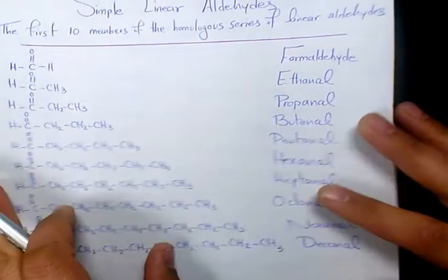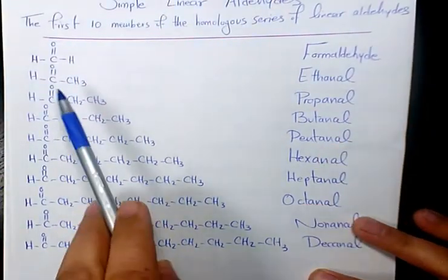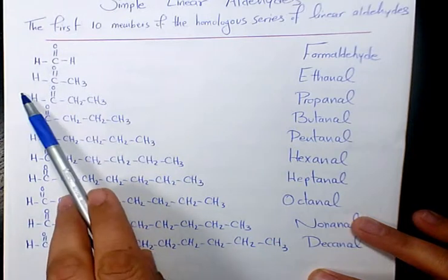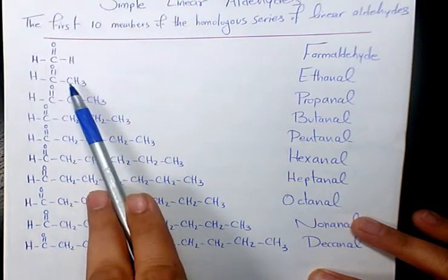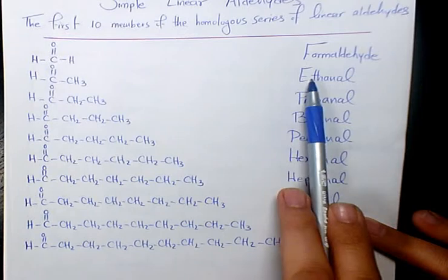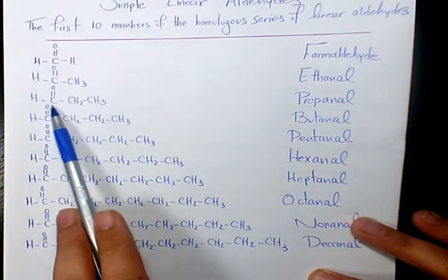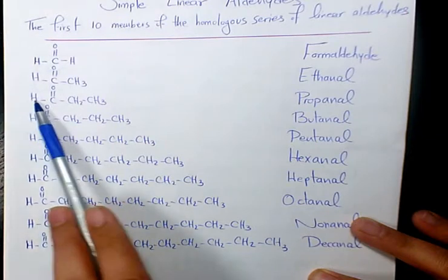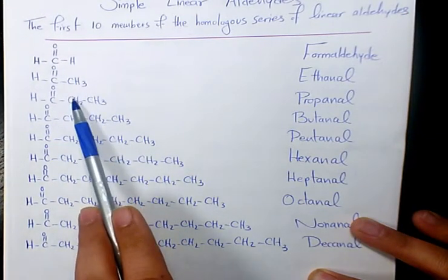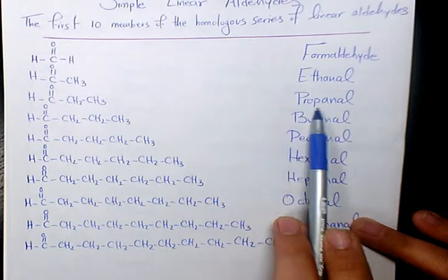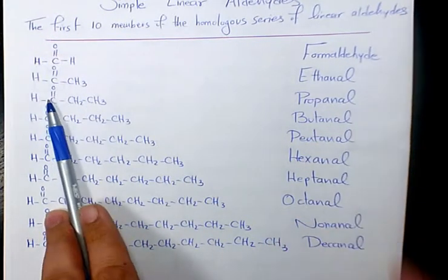Next one has a carbonyl group with a methyl on one side and hydrogen on the other side. So we have 2 carbons. We call it ethanal. The other one has 3 carbons, so it means that we have a carbonyl with hydrogen on one side, that's why it's an aldehyde, and we have ethyl on the other side. So we call it propanal because we have 3 carbons.